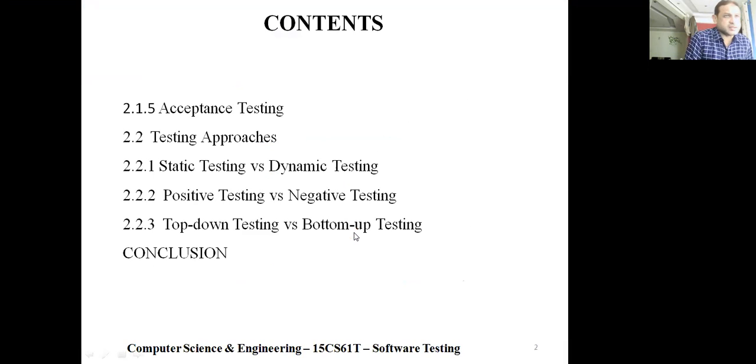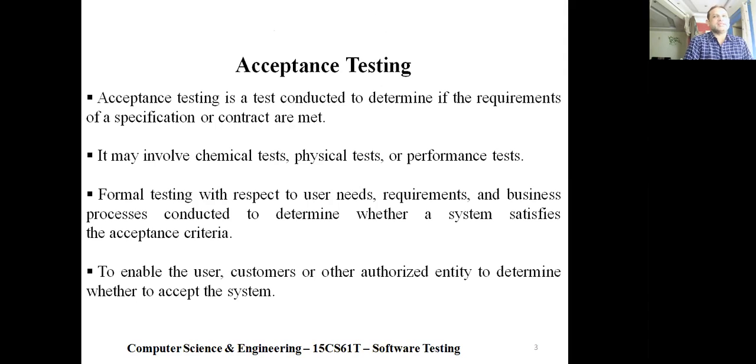In today's class, we're going to discuss the last of the different levels, that is acceptance testing. Then we're going to discuss the different types of approaches to testing, like static testing versus dynamic testing, positive versus negative, top down versus bottom up. So these are the testing techniques we'll be discussing in today's class. First, we'll discuss acceptance testing.